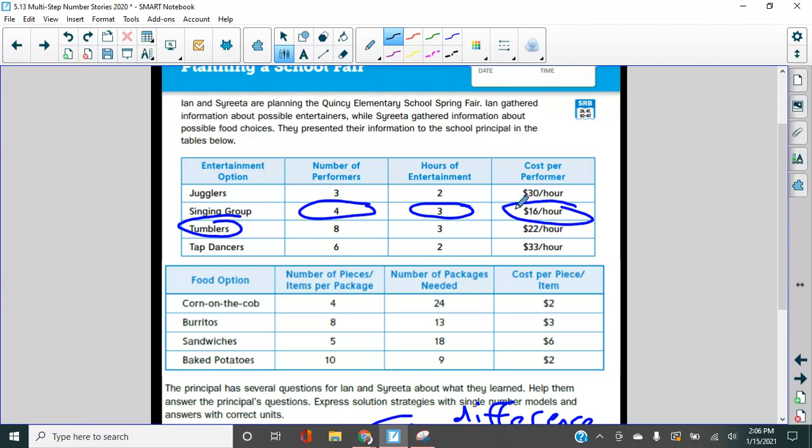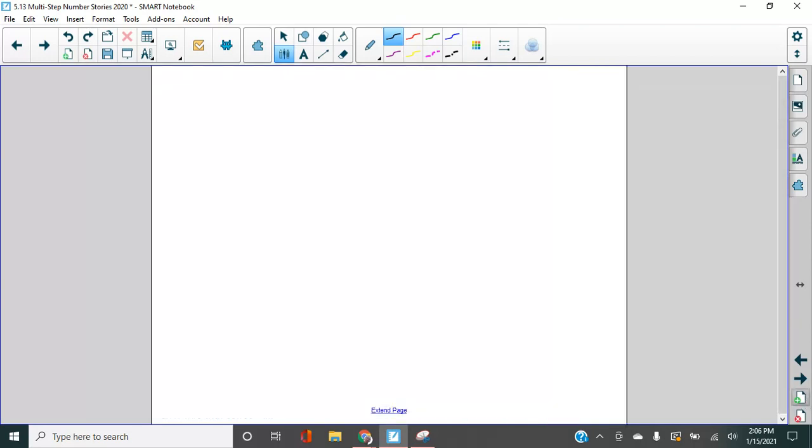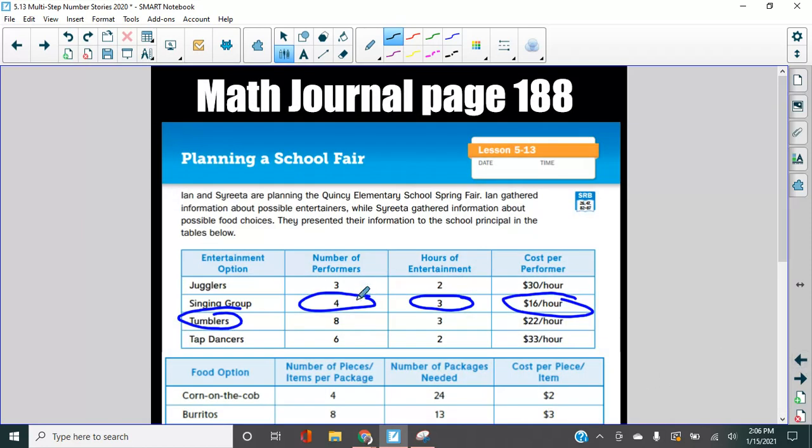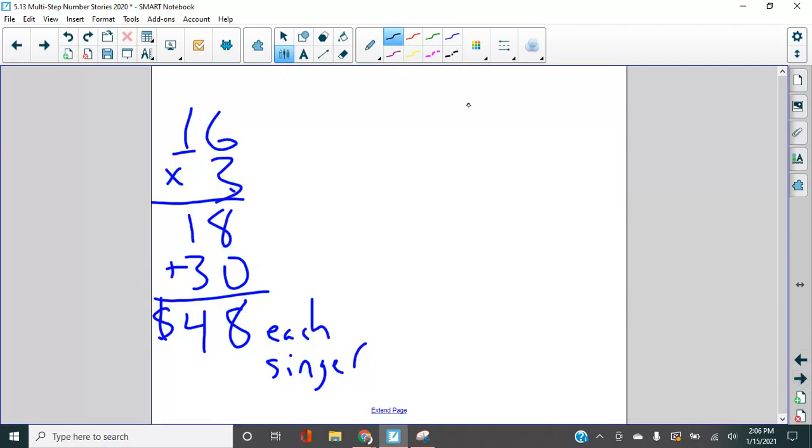So, let's multiply 16 times 3. 3 times 6 is 18, and 3 times 10 is 30. There's some partial products. 48. So, if one singer makes $48, 48 for each singer. So now we need to find out how much all the singers are going to make. There's 4 of them. So let's do 48 times 4. Go ahead.